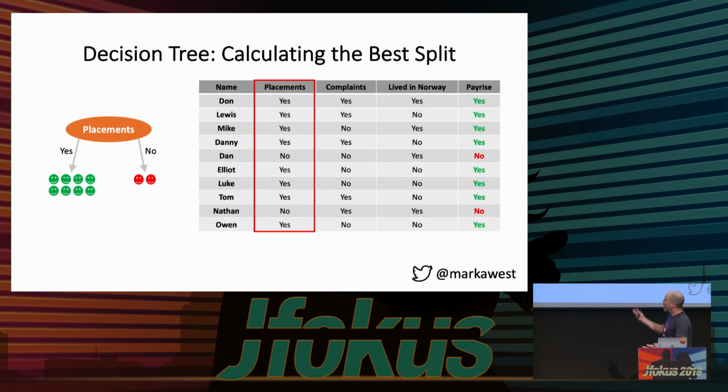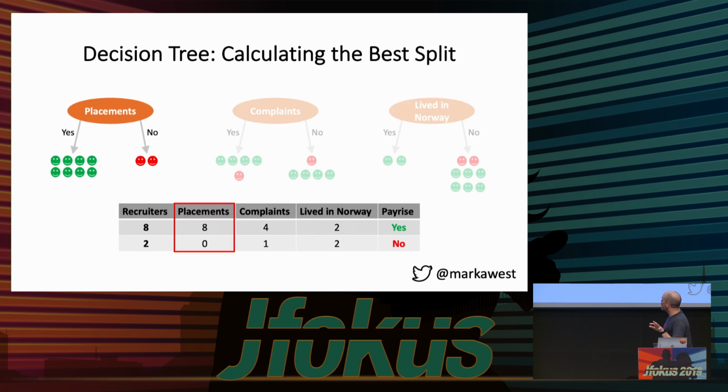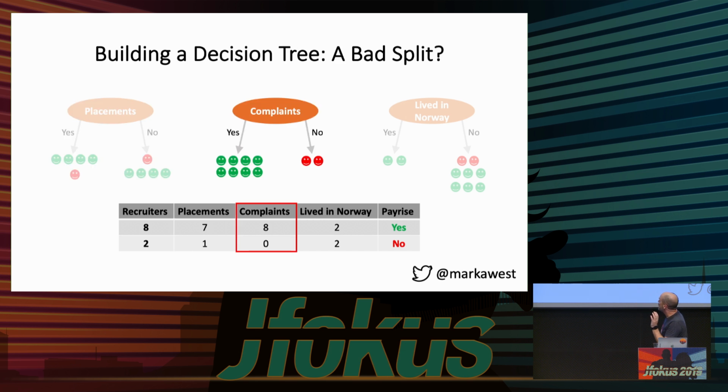In this case, the algorithm would split my data on placements, whether somebody made a placement or not. But what happens when you have bad data? Imagine the data told me, basically, that, yeah, so this is how it should be. But imagine the data told me that everybody who had got a complaint also got a pay rise. Then I would actually have given them a model that gave pay rises to everybody who got complaints. And I actually think that's how British recruiters work.